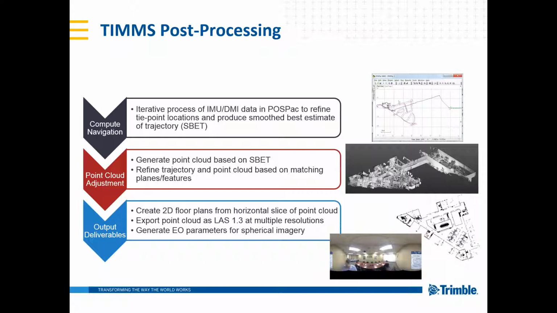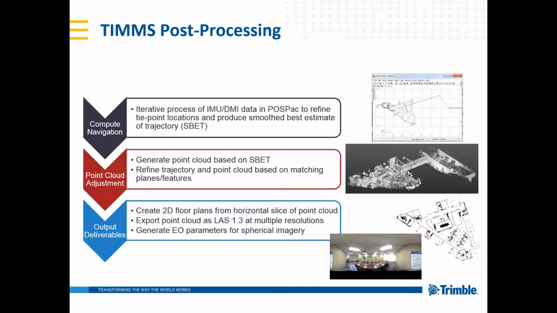And for those that are familiar with other Trimble mobile mapping products, you're probably familiar with the Applanix POSPac software. We are using a form of POSPac to produce a smooth best estimate of trajectory, or SBET file. But in our case, this is just the first approximation. That's going to get your accuracy down to half a meter, a few tenths of a meter. Not good enough for what people really need.